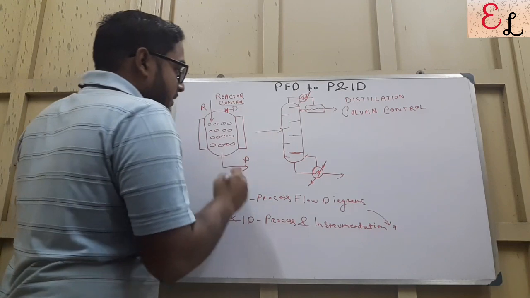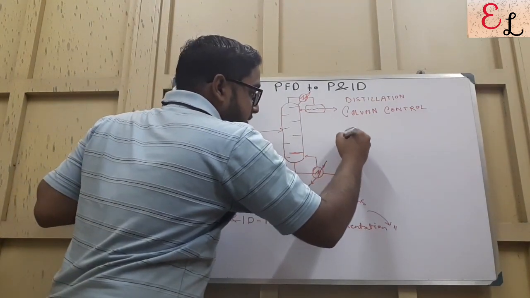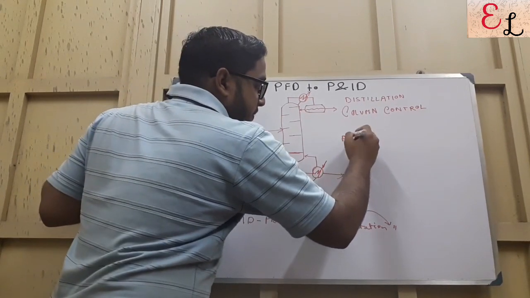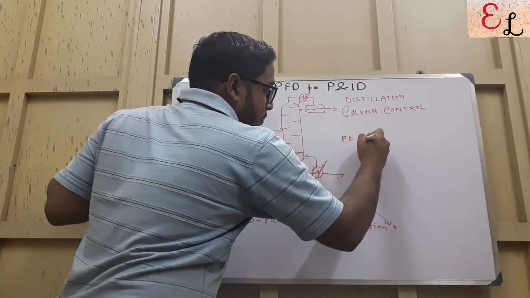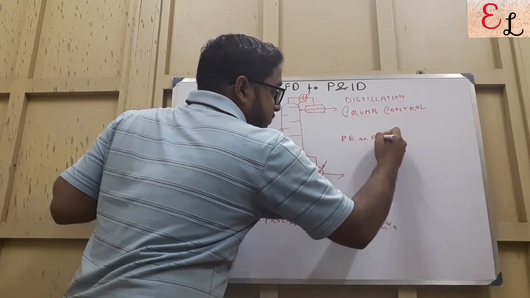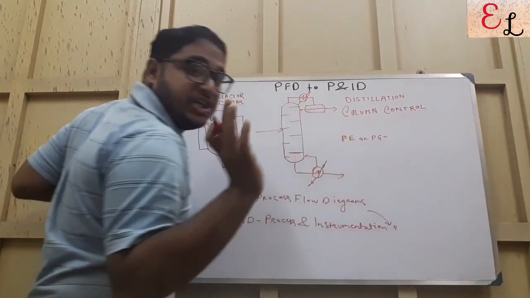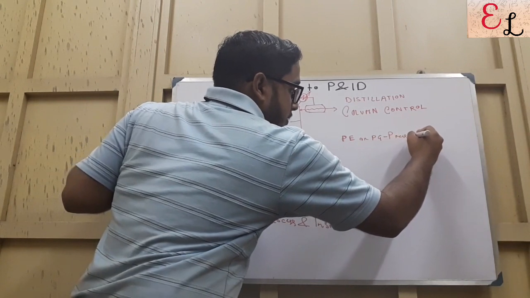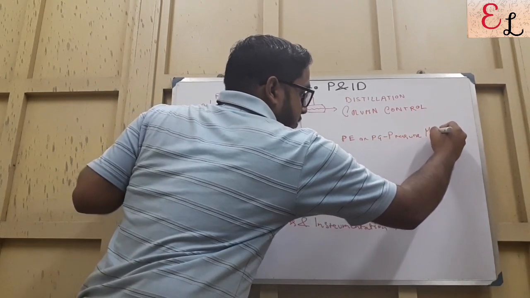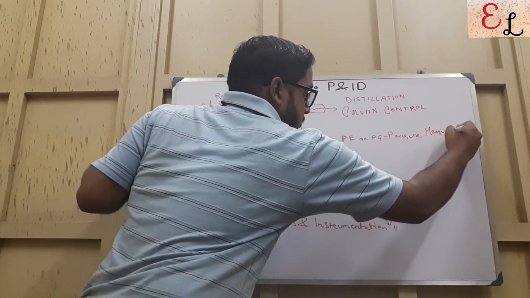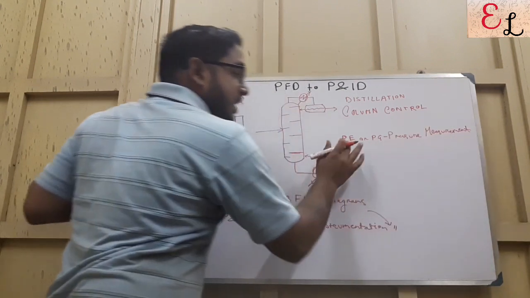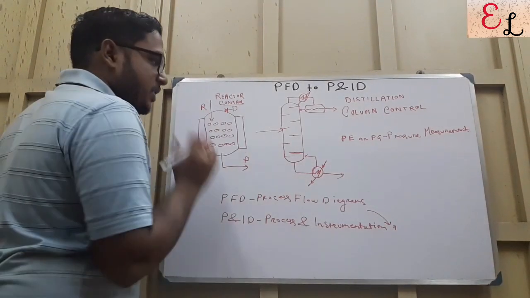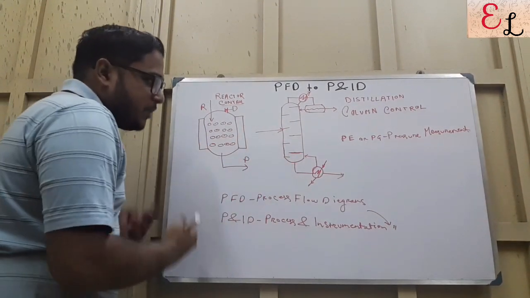Firstly, there is this PE, that is, these are notations that you will have to remember. This is PE, or rather commonly known as PG, that is pressure gauge. This is the pressure measuring element, so this is pressure measurement. Similarly, TE stands for temperature measuring element, that is the temperature element. So you first need to measure the pressure.